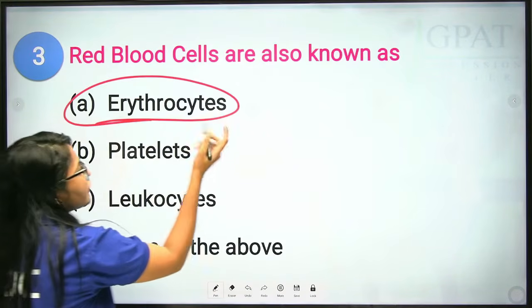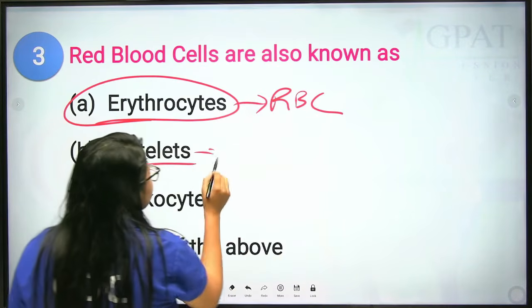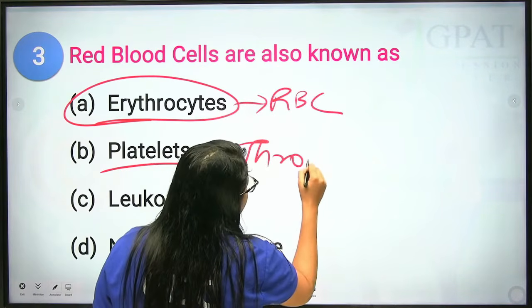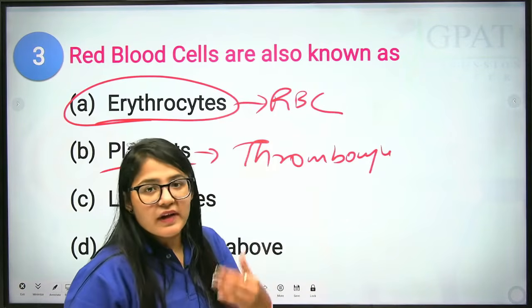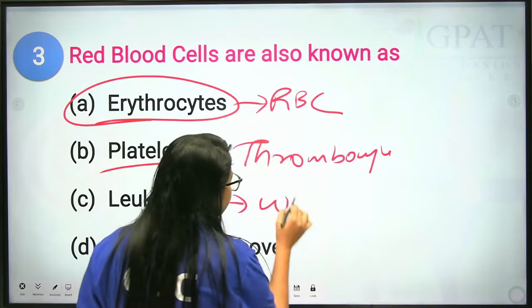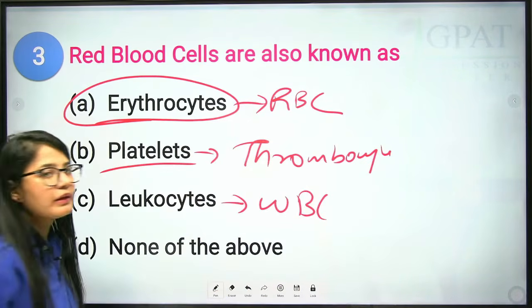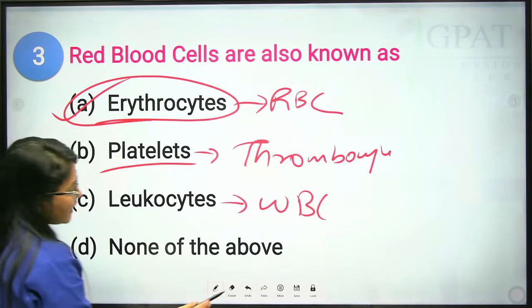Now the third question, red blood cells are also known as erythrocytes. All of you know this is the RBC. Platelets are known as thrombocytes. This is known as thrombocyte. As well as the third option says leukocytes is your WBC, that is white blood cell. So the correct answer will be erythrocytes.